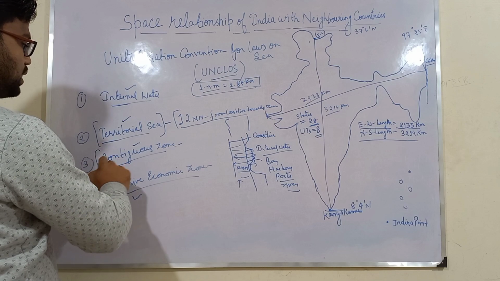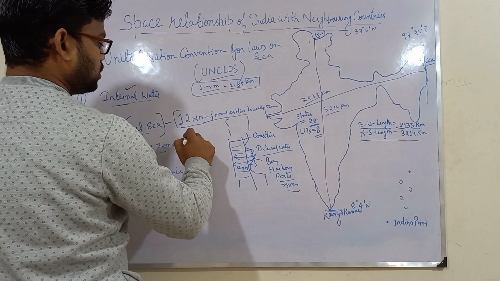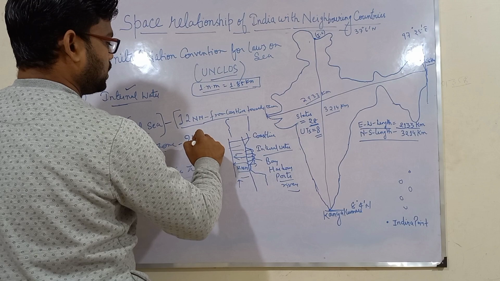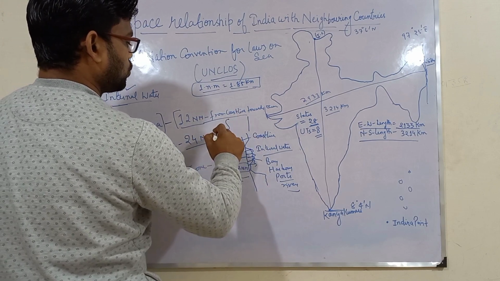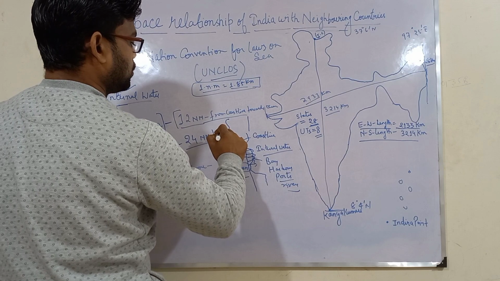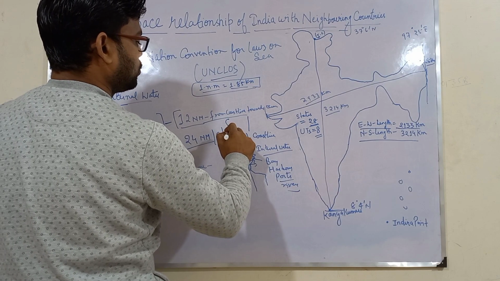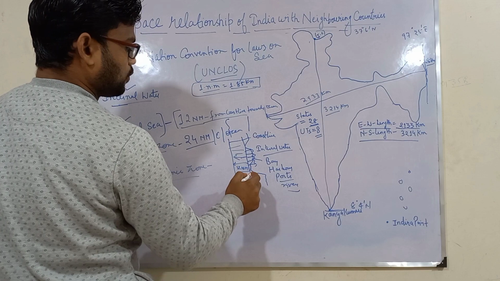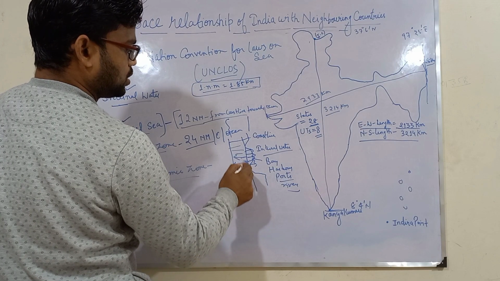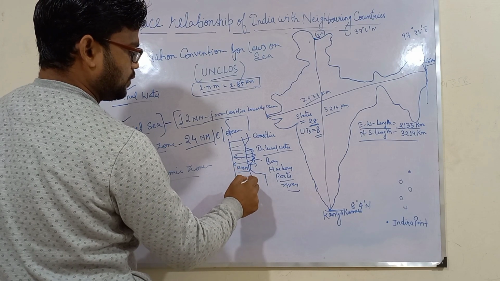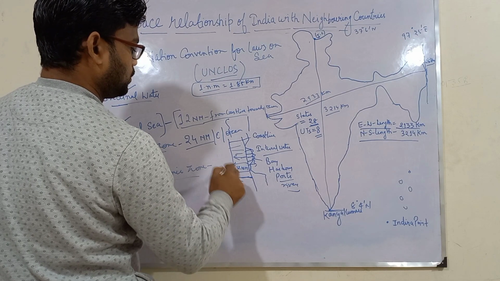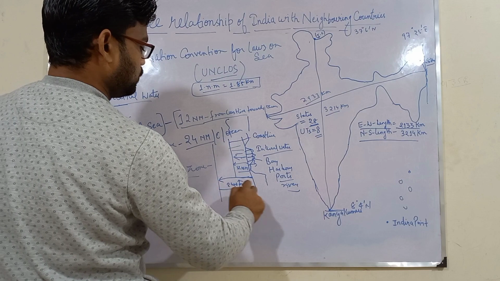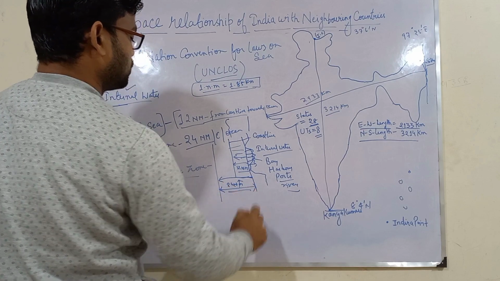Next we have the contiguous zone. The contiguous zone is 24 nautical miles from the coastline, again towards the ocean. From this baseline, 24 nautical miles, this much area will be covered by the contiguous zone.